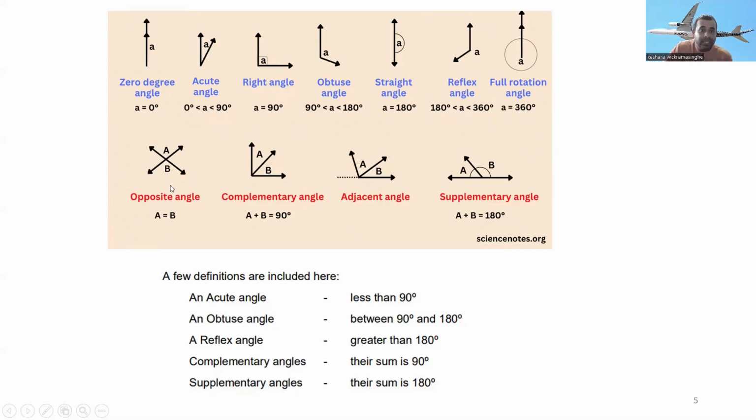The full rotation angle is equal to 360 degrees. You can see the opposite angles, A and B, which we will discuss later. Complementary angles, A plus B, equal 90 degrees. Then there are adjacent angles and supplementary angles.